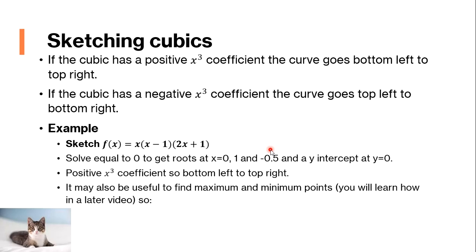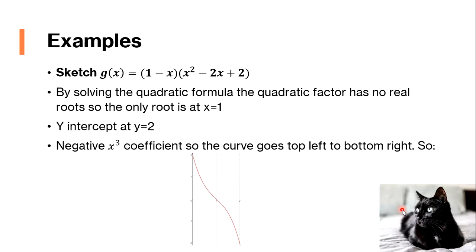Might also be useful to find maximum and minimum points. Can use your calculator like I mentioned before, or there'll be a method to do differentiation to help you find this, but not gone over differentiation yet at all, so later video. So this is the graph you end up with. You can see the roots, minus a half, 0, 1. You can see the y-intercept at 0, and you can see bottom left to top right, and it just curves in between the roots. Oh, I've not done the animations on this one, but that's okay.